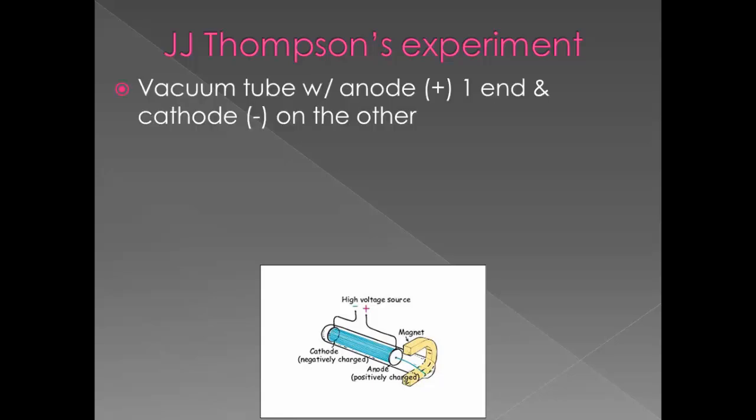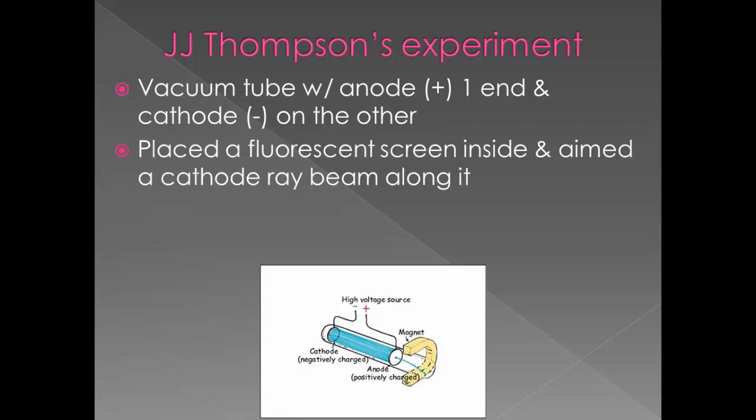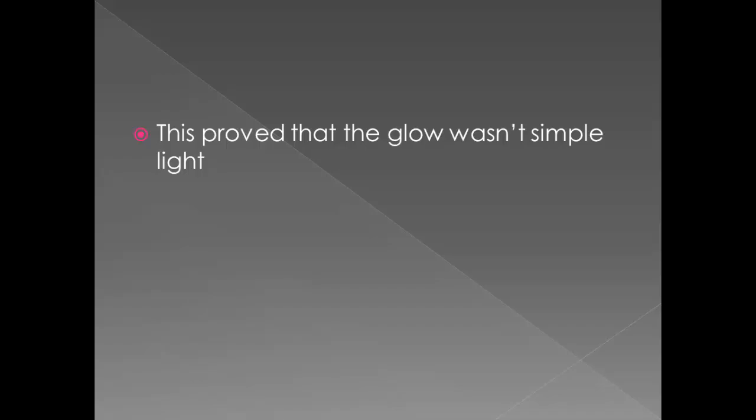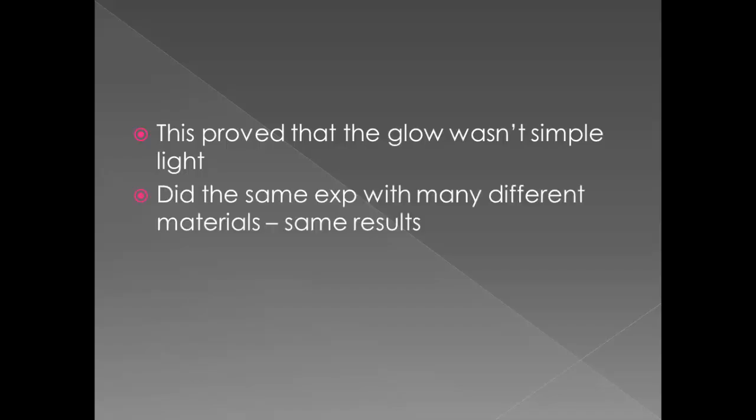Okay, so he used a vacuum tube with an anode and a cathode on the other end. And he placed a fluorescent screen inside, and he aimed the cathode beam along it, and then he put a magnet near it, and it bent that ray that was there. The glow on the fluorescent screen, that was the little string of light, that would be what bent it. And again, this proved that the glow just wasn't simply light. It had to have something, because light's not going to be bent by a magnet. So he proved that, okay, something's got to be there.